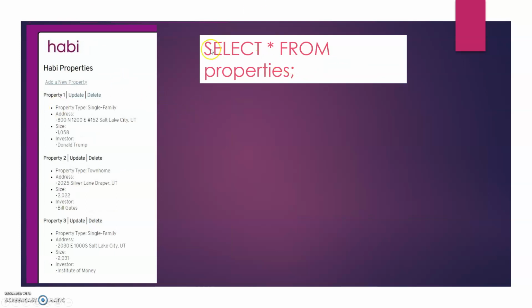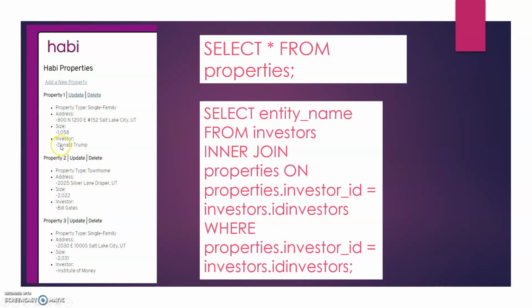Let's look at our properties. This is again a simple select all from properties. This is all of our properties with all of their information. And on this particular view, I didn't want to just have the investor ID. I wanted to actually show the name. So just for this little code right here to display the name, we needed to select the entity name from investors, do another inner join on properties, where the property investor ID equals the investor's ID. And that's how we're grabbing that name on this.